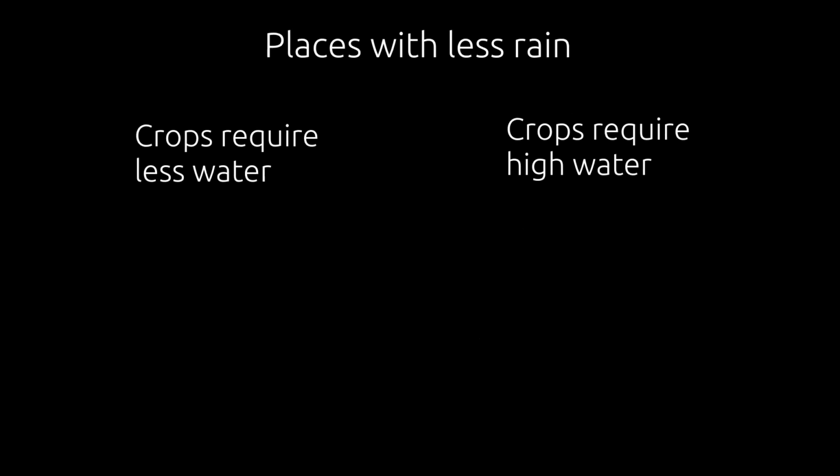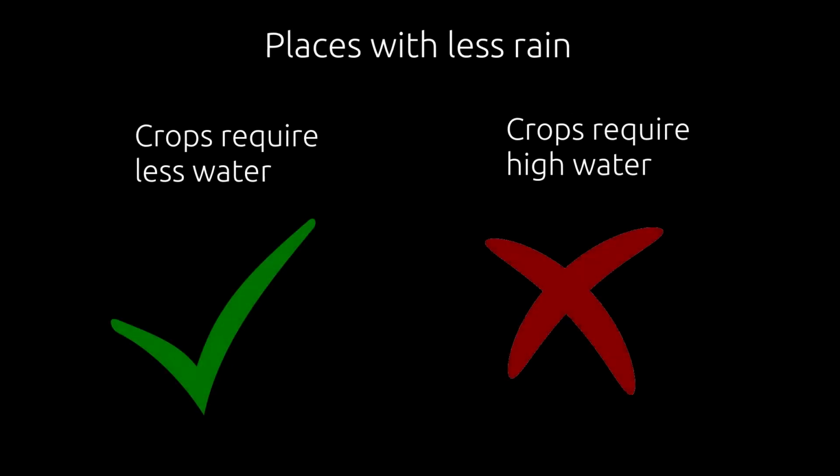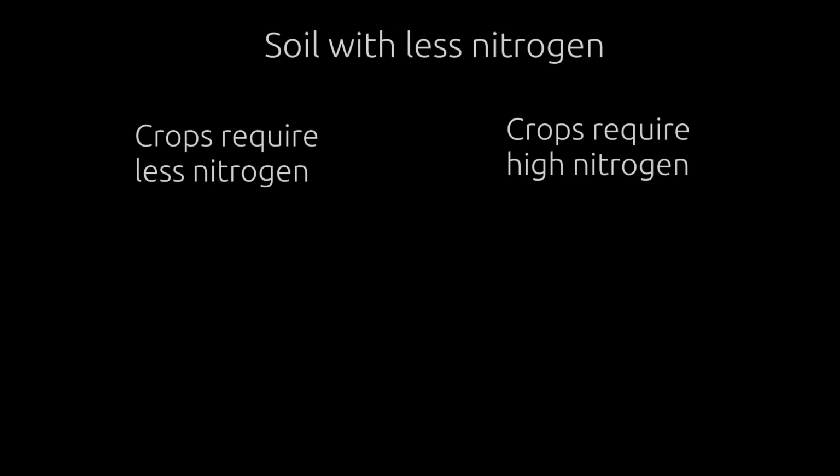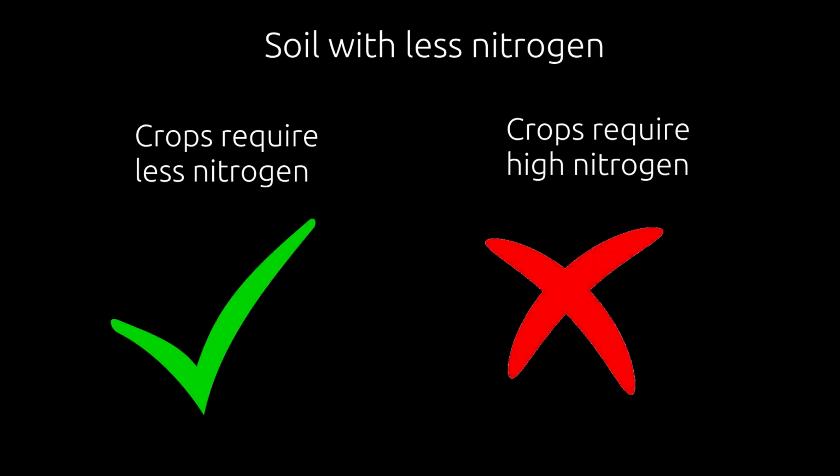For example, in an area where it rains very less, crop which require less water is best suitable. And if soil contains less nitrogen, crop which requires less nitrogen is best suitable.